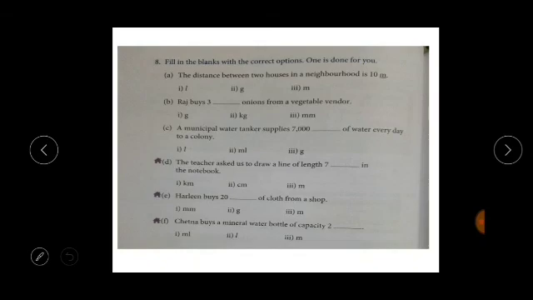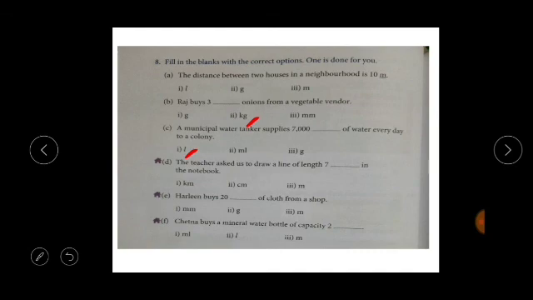Raj buys 3 dash onions from the vegetable vendor. 3 millimeter or 3 kilogram or 3 gram. 3 kilogram, of course. Gram is the smallest unit. A municipal water tanker supplies 7,000 dash of water every day to a colony. 7,000 milliliter, gram or liter. Of course, for a water tanker, 7,000 liter.